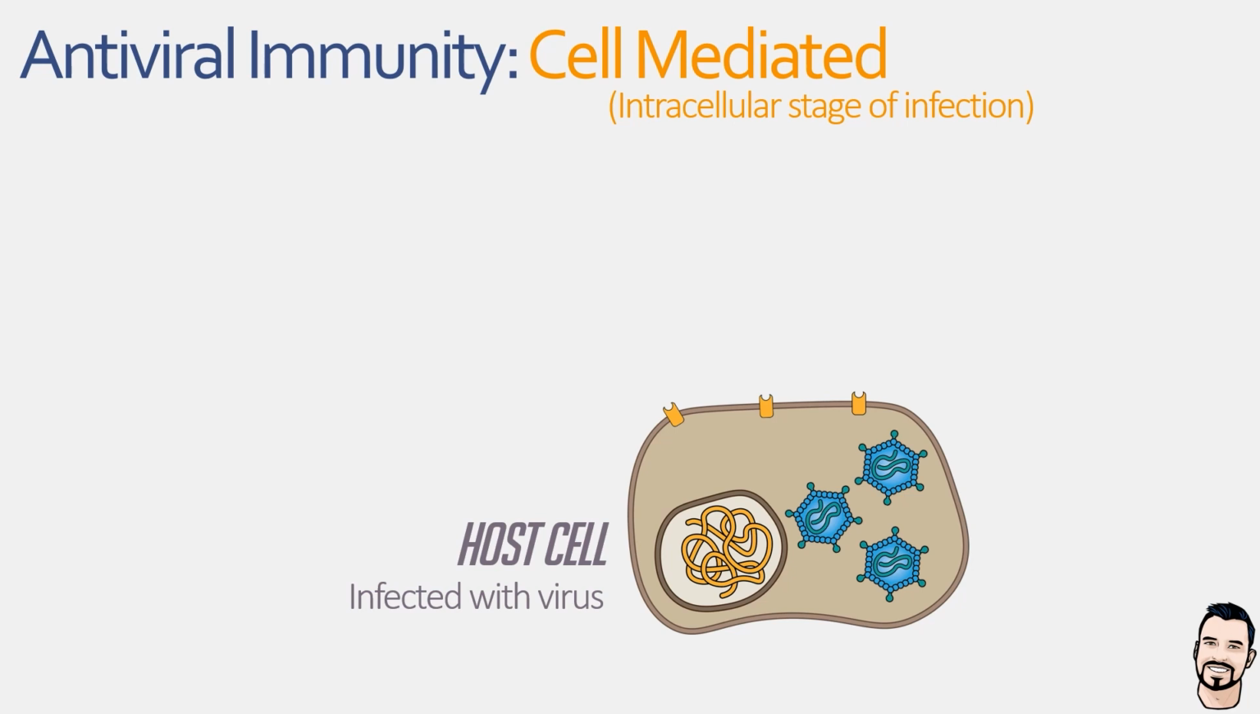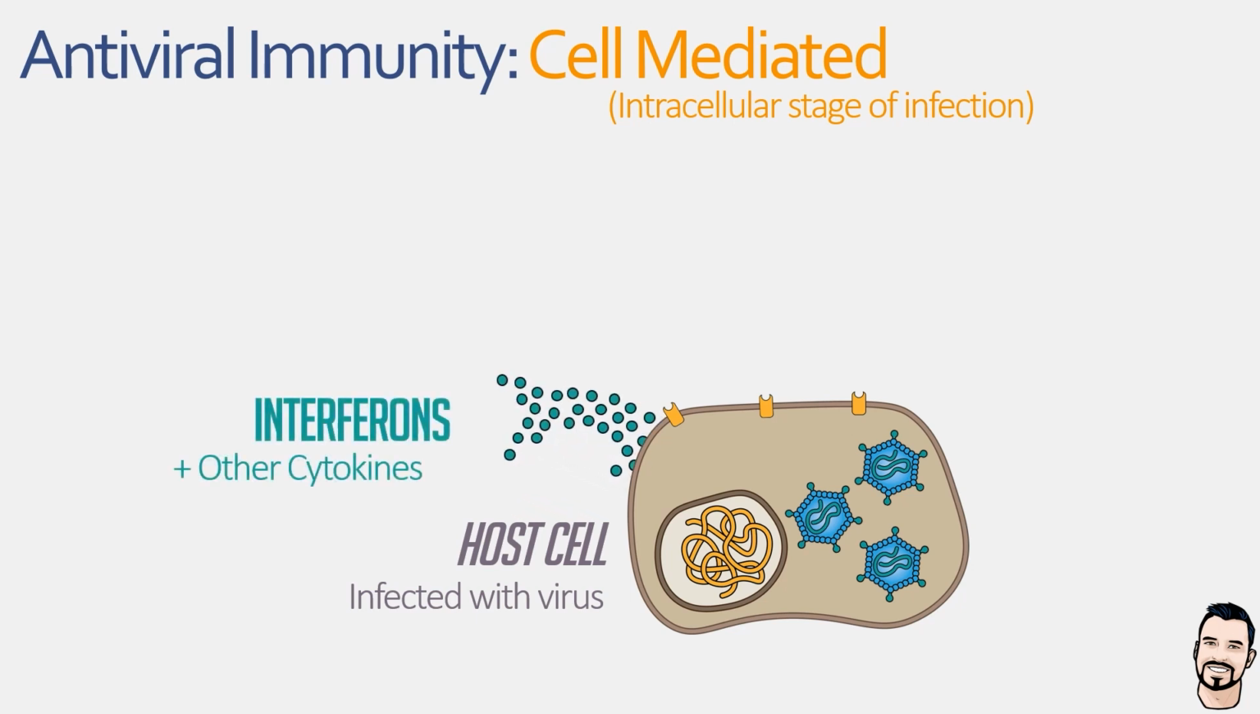And what this does is it allows us to react to the intracellular stage of infection. We need this because at some point there might be a failing of our humoral response, and we need to act on virions that have, for whatever reason, bypassed our initial defense mechanisms and hijacked our own cells. Now at this point, if our host cell is able to determine that it has been hijacked, it will release various cytokines, including interferons, into the environment.